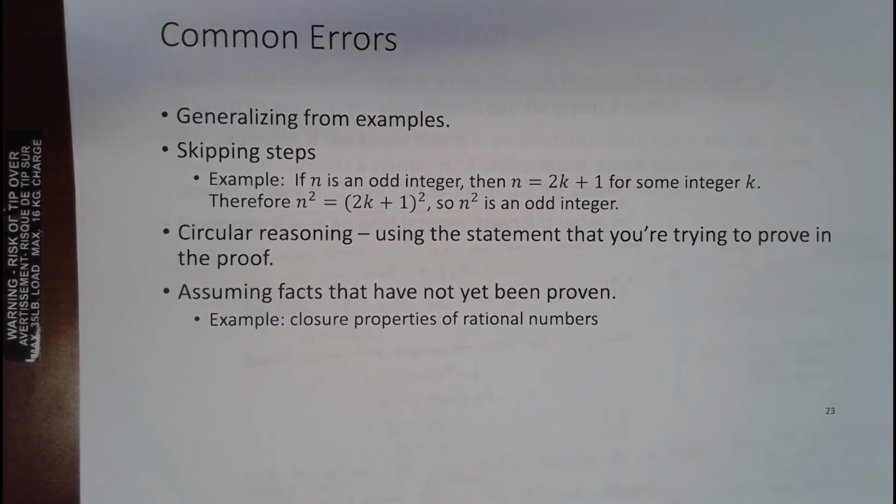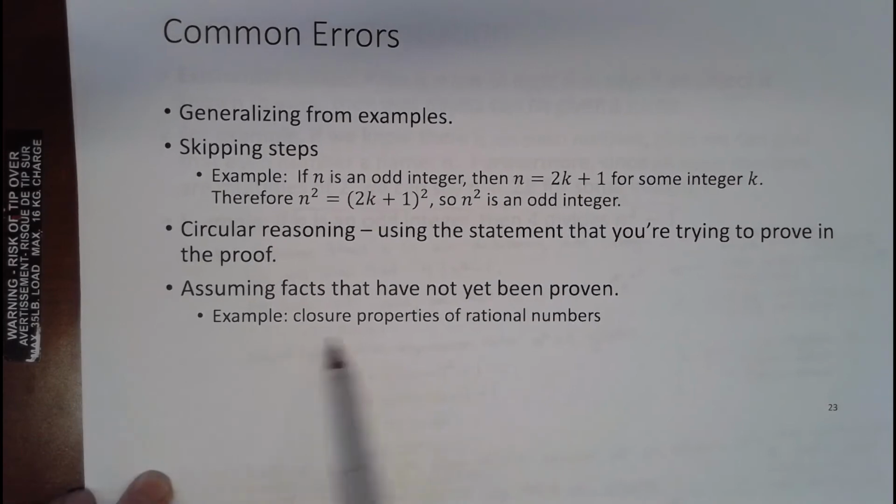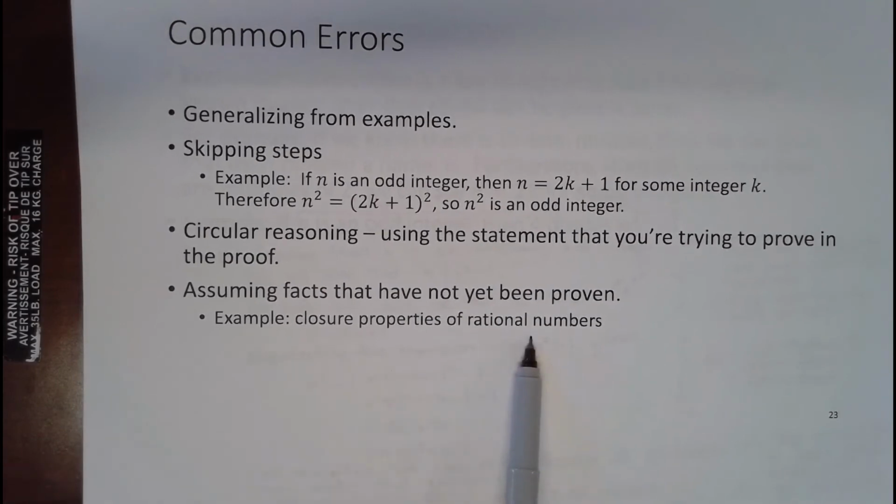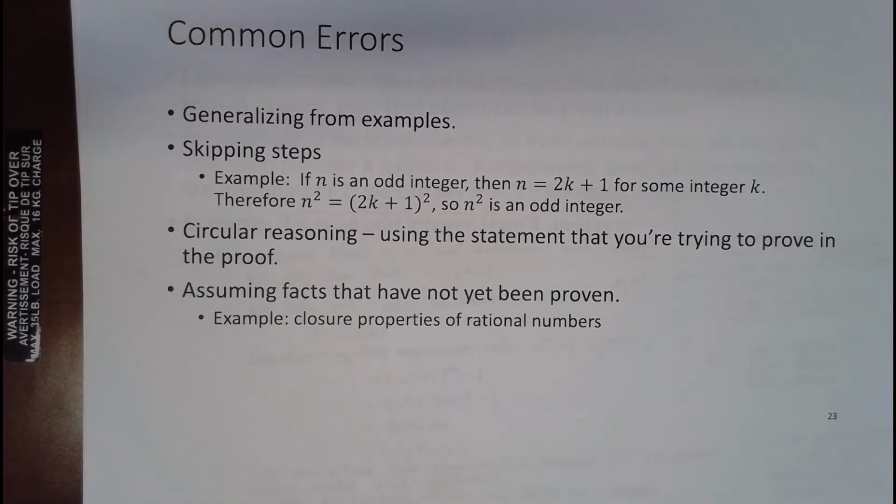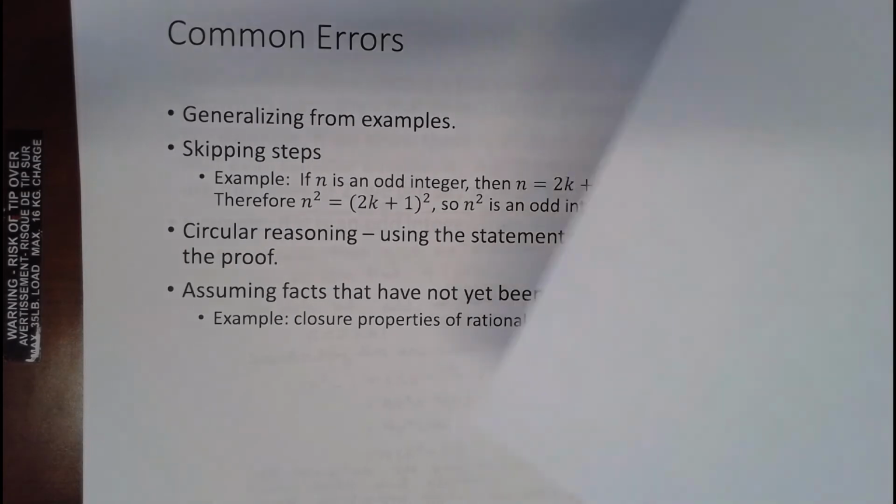Okay. And assuming facts that have not yet been proven. For example, okay, we have not proven the closure properties of rational numbers, so you can't assume those. Okay, we have to only use the closure properties of integers, not of rational numbers.